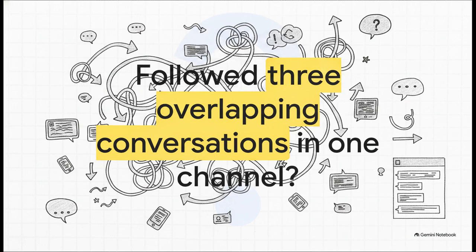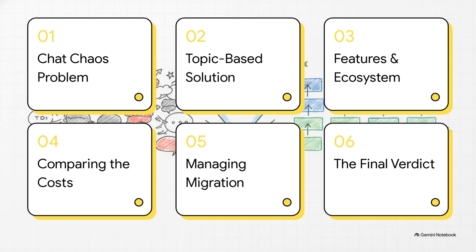entirely unrelated chatter. To figure out how we actually fix this, we'll follow a quick agenda today. We'll cover the chat chaos problem, Zulip's topic-based solution, its key features and ecosystem, comparing the costs, managing the migration, and our final verdict. Let's jump right in.